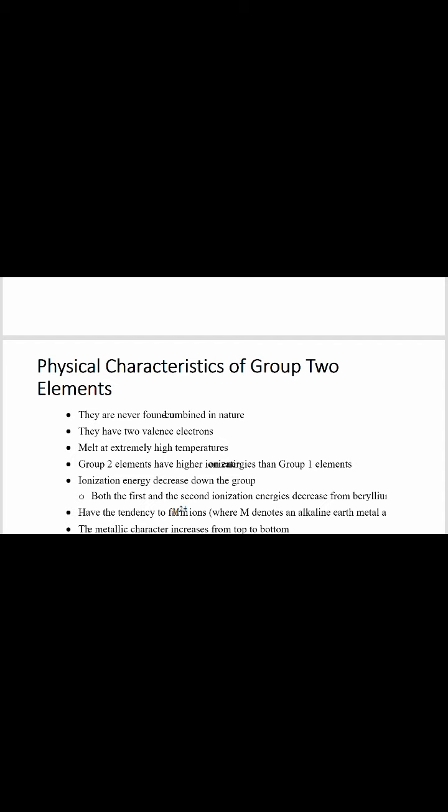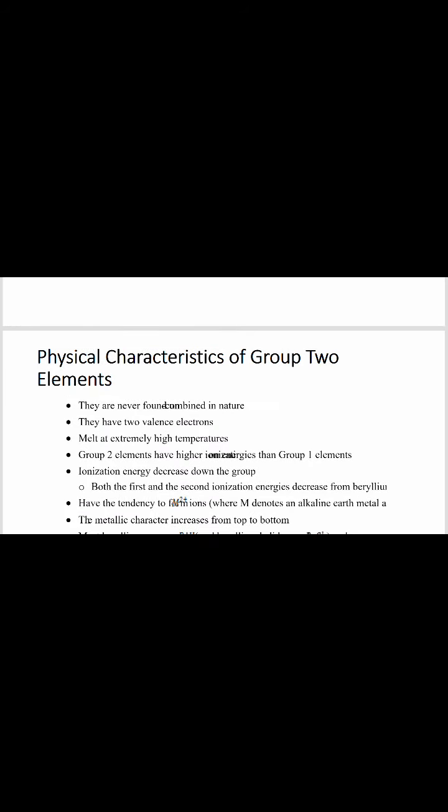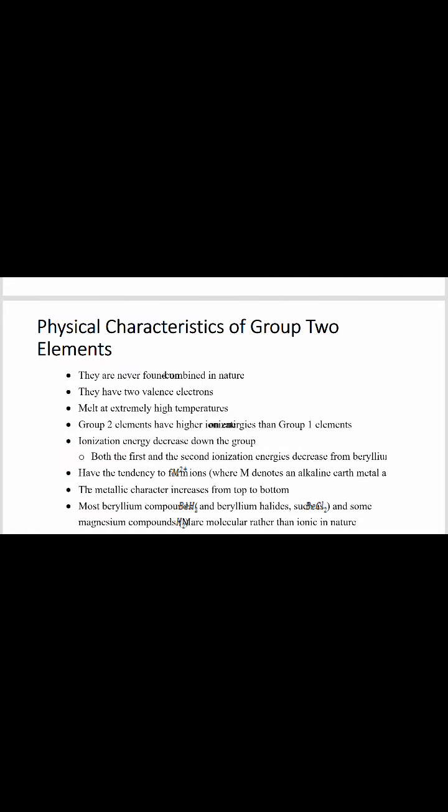And remember we said, na tulisema zamani, group 2 elements those days they never found combined in nature. Wao mara nyingi wanapatikana kila mmoja peke yake, never found combined in nature. Lakini pia you remember they have valence of 2 electrons. Remember group 1 ilikuwa na valence 1, this is valence 2.